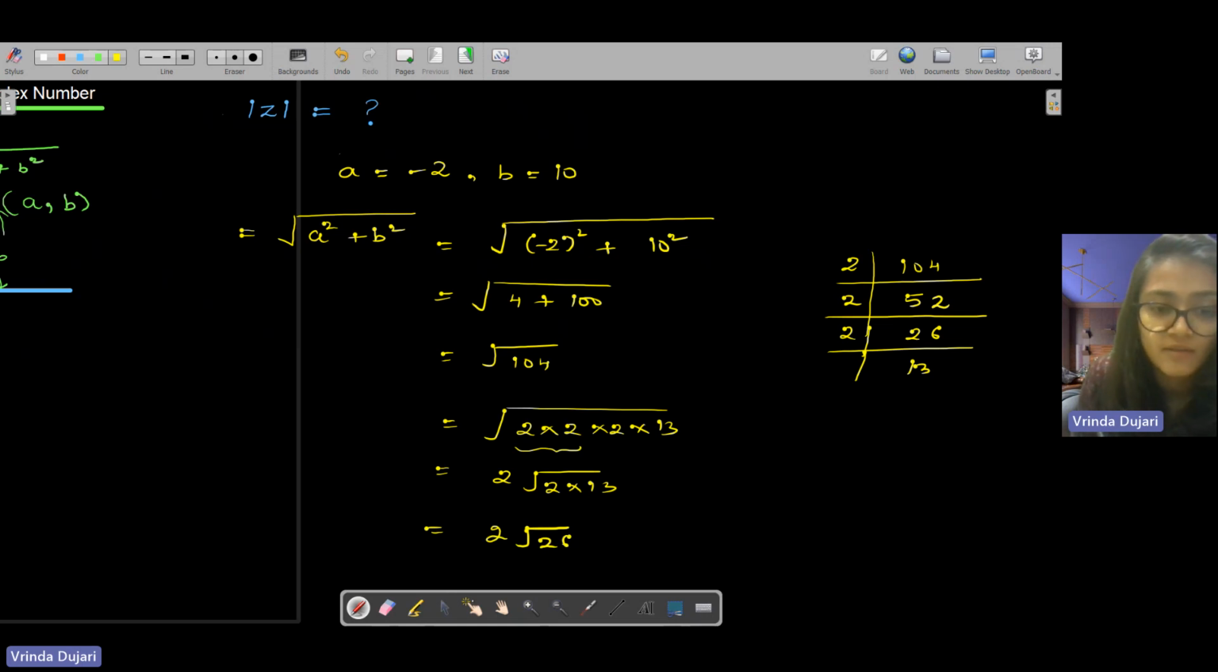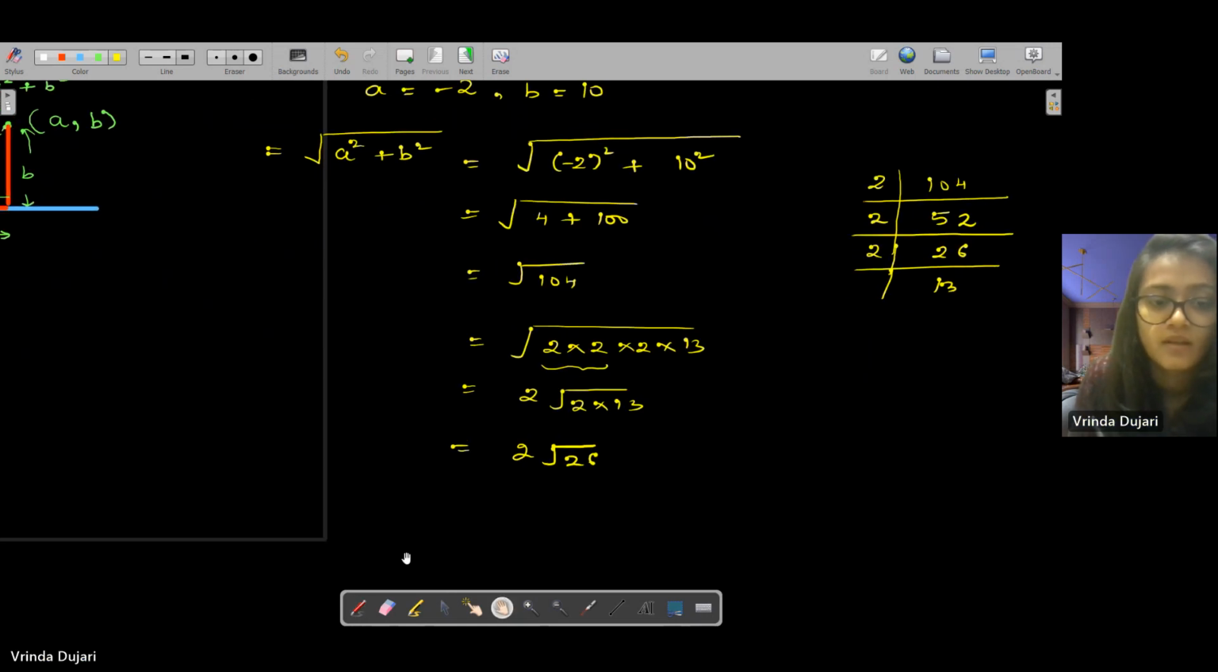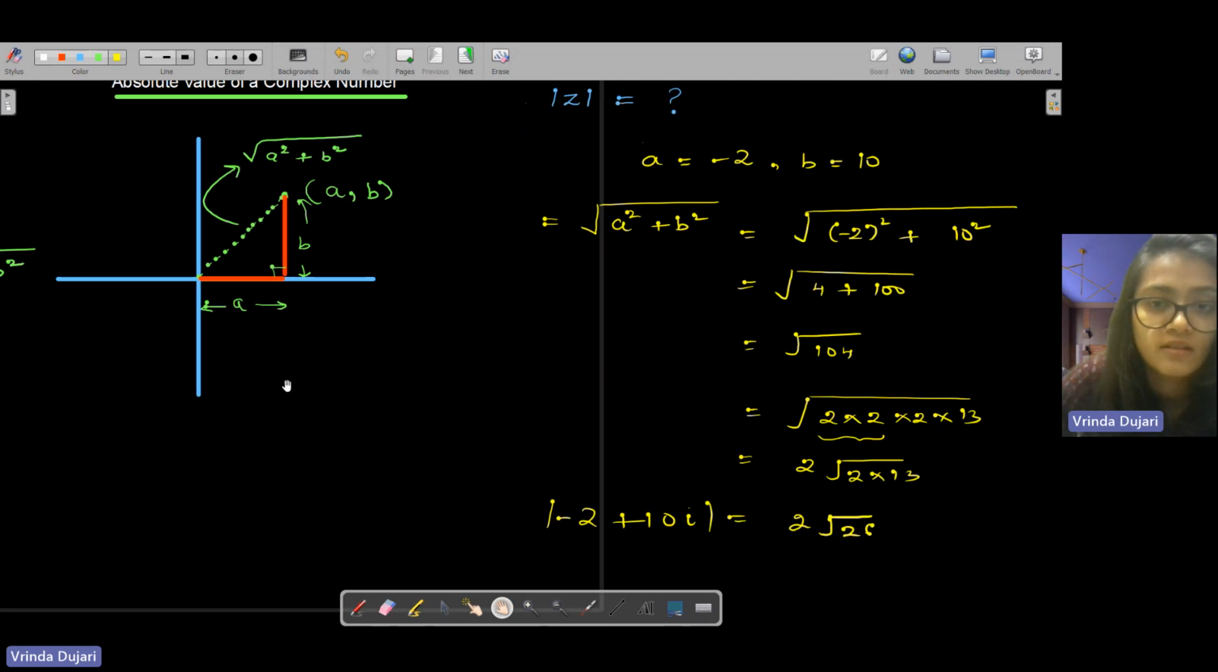So this is the absolute value of -2 plus 10i. This 2 times square root of 26 is the distance. It's going to be this distance.